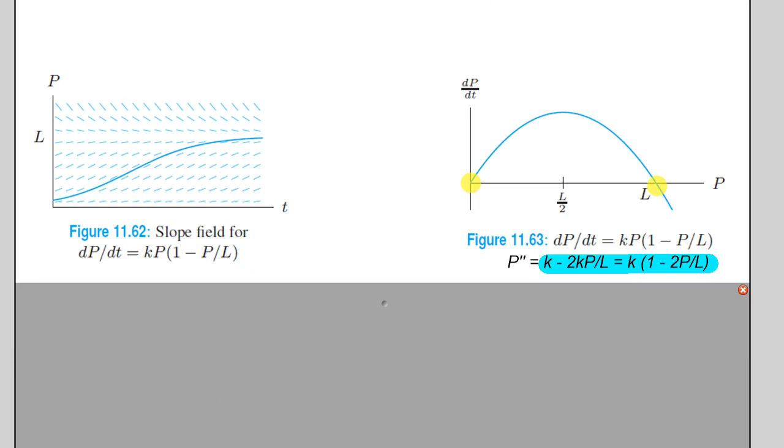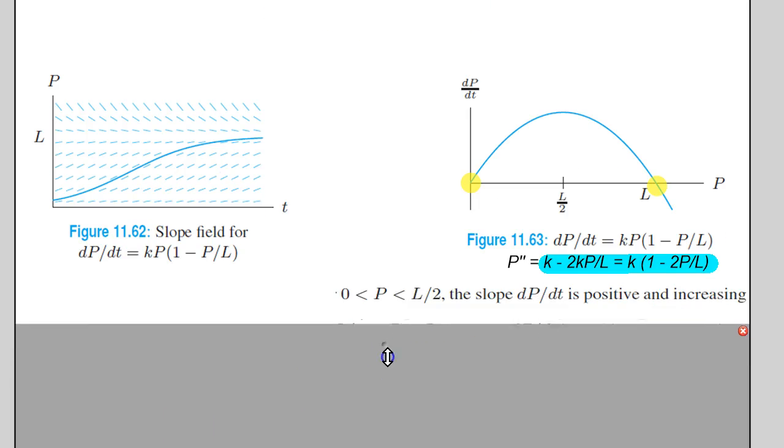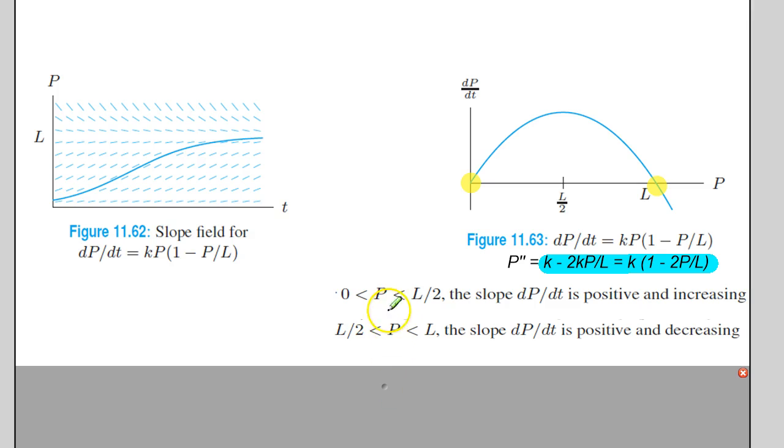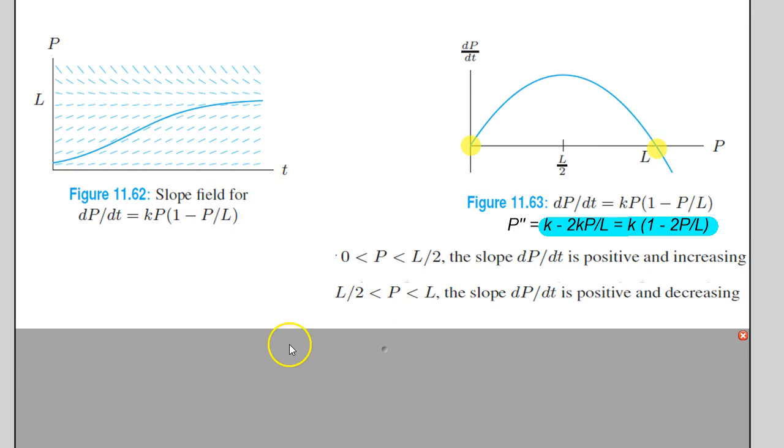Well, why is that important? It helps explain the slope field. We can see that when p is in between 0 and L over 2, the slope of dp dt is positive and increasing, and when p is between L over 2 and L, the slope of dp dt is still positive, but it's decreasing as well.